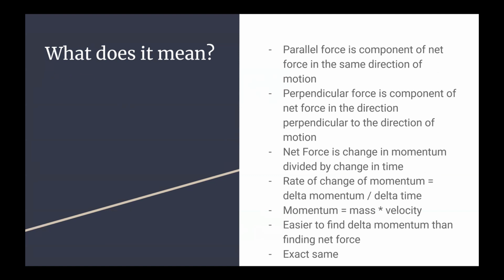All right, so the what does it mean question asks for the difference between the parallel and perpendicular components of the net force and the parallel and perpendicular components of the rate of change in momentum. And these two things are the exact same because the rate of change in momentum is just the net force given by the momentum principle. It's a lot easier to find the change in momentum than it is to find the net force, which is why we've done this in all our labs.